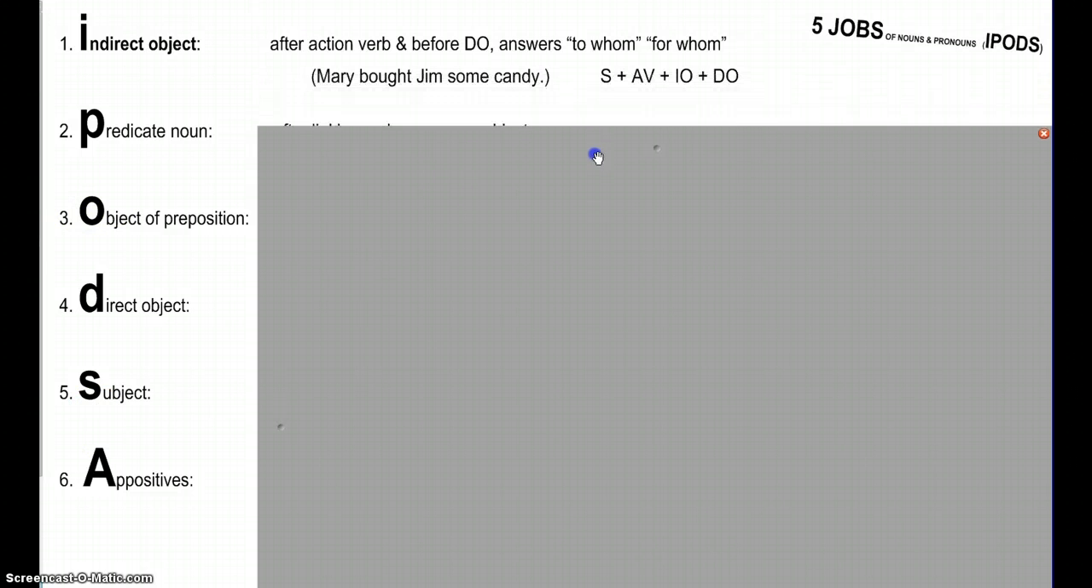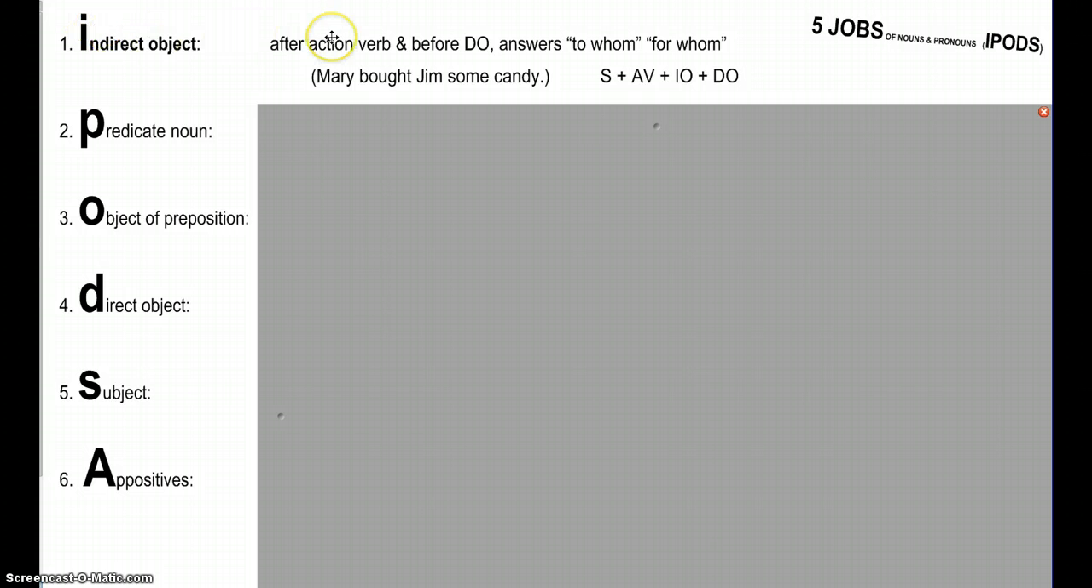So the first job is the indirect object. We've done these in sentence patterns with subject plus action verb plus IO plus DO. The IO is the indirect object, and it answers the question to whom or for whom. Mary is the subject. Bought is our verb, and it's an action verb. We could see someone buying something. We always look for our DO next. Mary bought what? Mary bought candy. And if we have a direct object and still have some words left in between, we ask Mary bought candy to whom or for whom, and that answer is to Jim. So in this case, the noun Jim is doing the job of the indirect object.